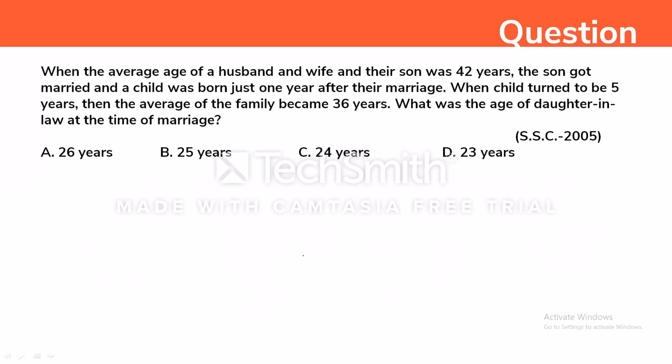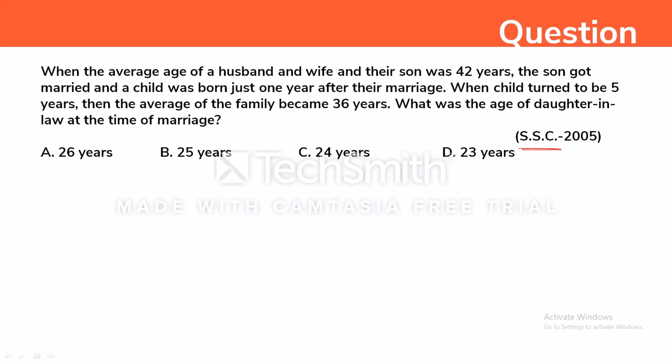Okay, now we'll try to solve the next question. When the average age of husband, wife, and their son was 42 years, the son got married and a child was born just 1 year after their marriage. When the child turned 5 years, then the average age of the family became 36 years. What was the age of the daughter-in-law at the time of marriage? This is one of the very, very important questions, and it was asked in SSC 2005. So everyone just give a try. Pause the video and try to solve that question.